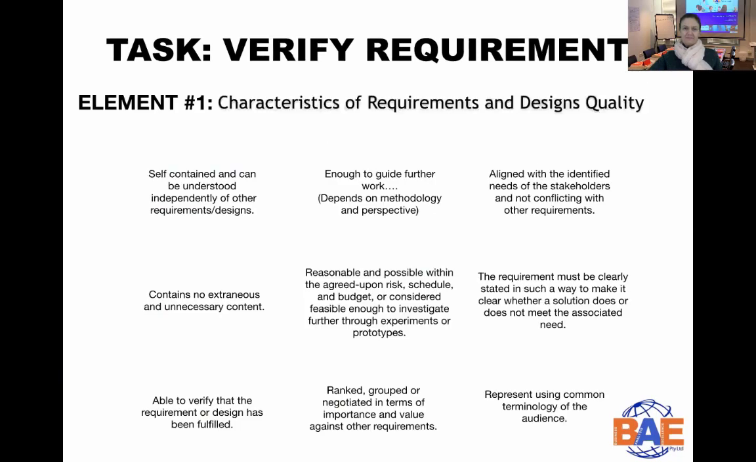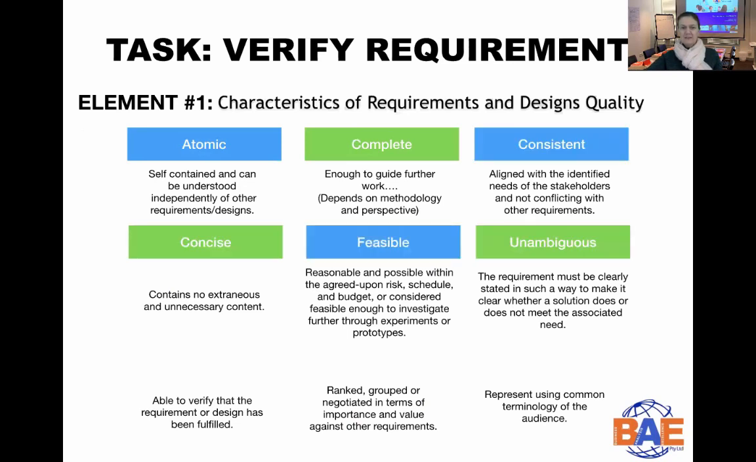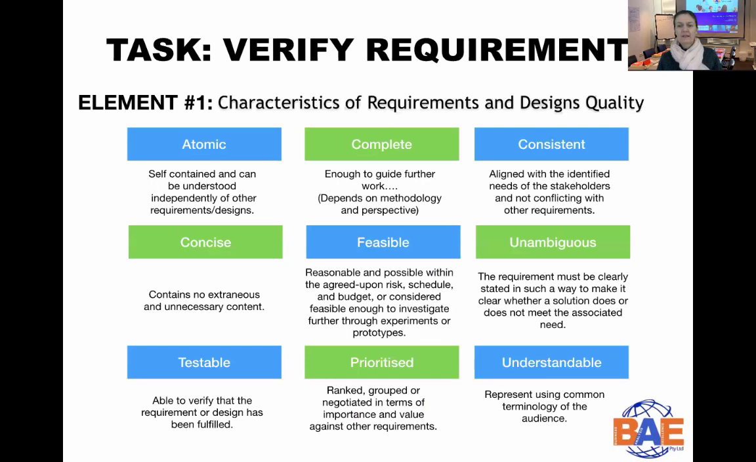Now, you will see that with all these different characteristics: atomic, complete, consistent, concise, feasible, unambiguous, testable, prioritized, and understandable. These are the characteristics that you would like to be able to always apply when you start defining requirements. So let's run really quickly through what they each mean.